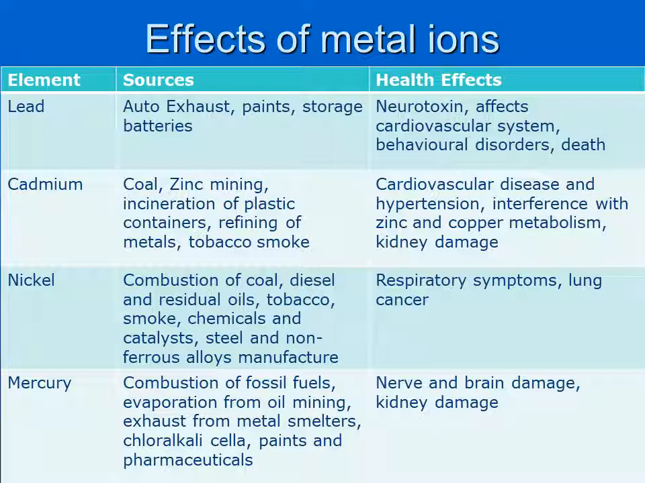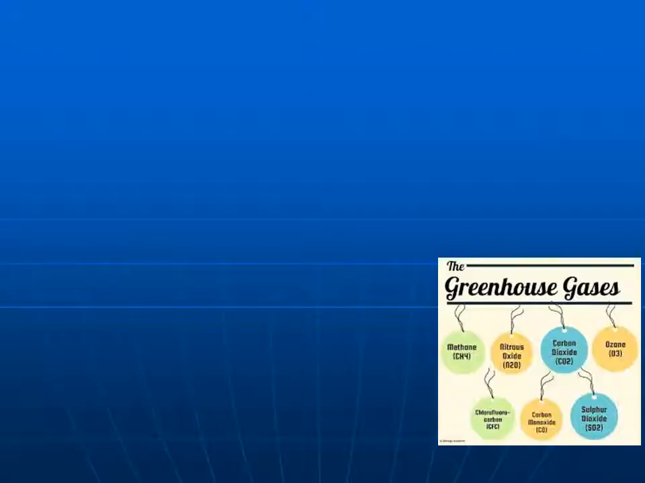Nickel, its source is combustion of coal, diesel and residual oils, tobacco, smokes, chemicals and catalysts, steel and non-ferrous alloy manufacture. Health effects include respiratory symptoms, lung cancer. Mercury, sources combustion of fossil fuels, evaporation from oil mining, exhaust from metal smelters, chloralkali, paints and pharmaceuticals. Health effects include nerve and brain damage, kidney damage.